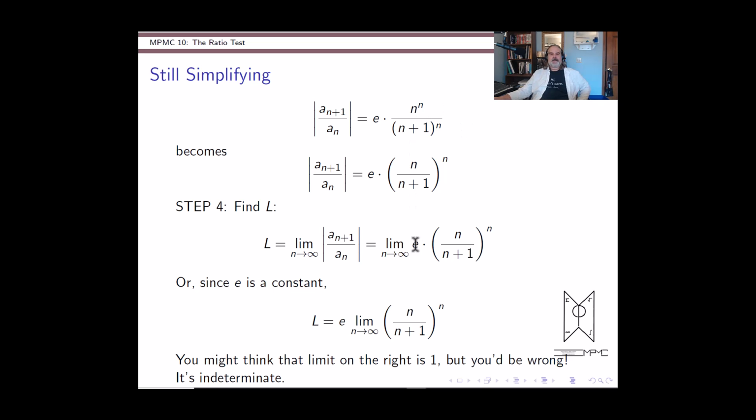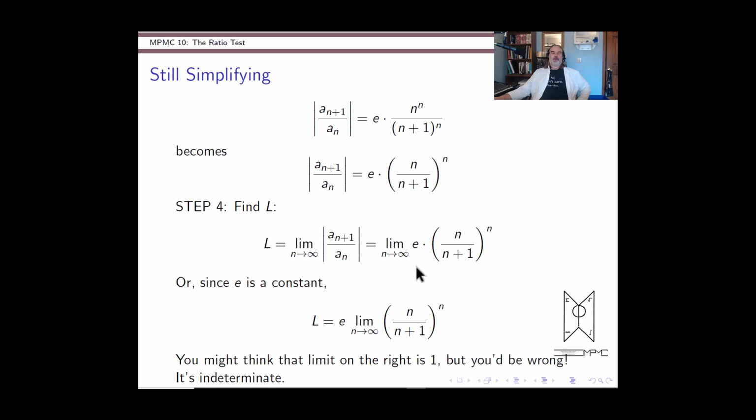Okay, now down here in this quotient, n over n plus 1 by itself, as n goes to infinity, that goes to 1. So since 1 to any power is 1, this limit ought to be 1, right? That's not how it works. This is an indeterminate form.